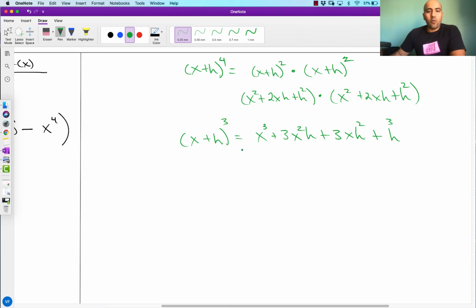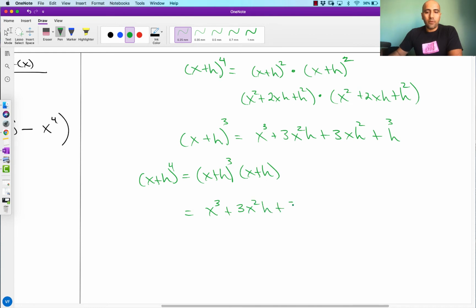And once we have that, all we have to do is multiply this by one more multiple of x plus h, and that'll give me x to the 4th power. So x plus h to the 4th power is the same thing as x plus h to the 3rd power times x plus h. And we already have that x plus h to the 3rd power is this thing. So I end up with the product of x to the 3rd plus 3x squared h plus 3xh squared plus h cubed. That's this one.